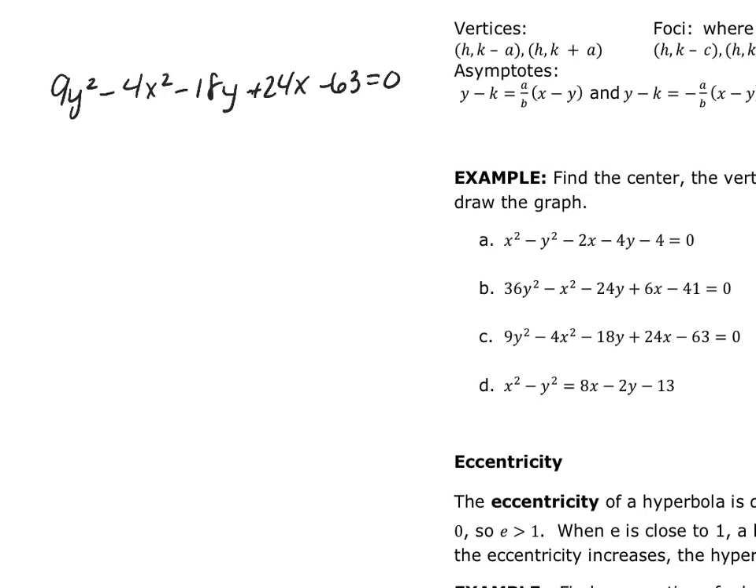So the first thing I'm going to do is get my x's and y's together. Now, initially, who's positive to begin with? My y. So I'm going to put it first. I don't have to, but I am going to put it first. I'm going to put my y's together and my x's together. So 9y squared minus 18y minus 4x squared plus 24x. I'm going to bring that 63 to the other side.